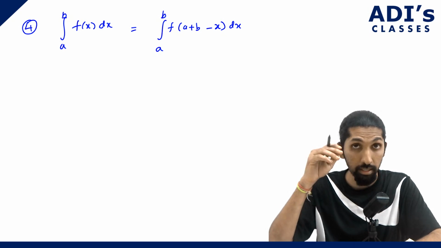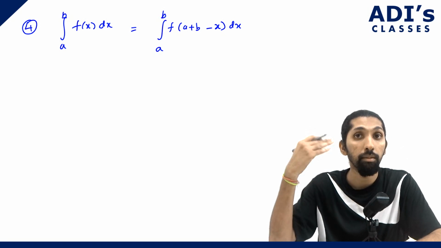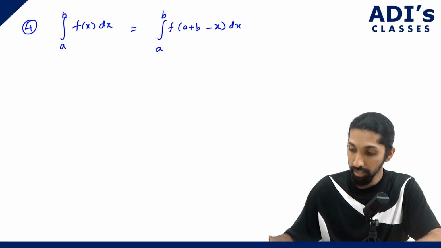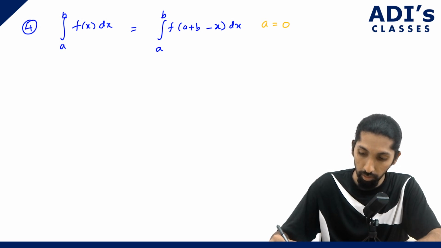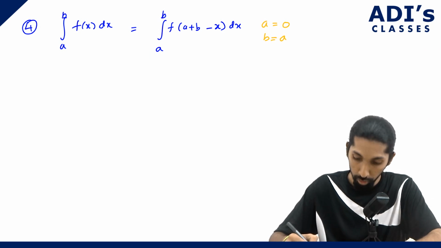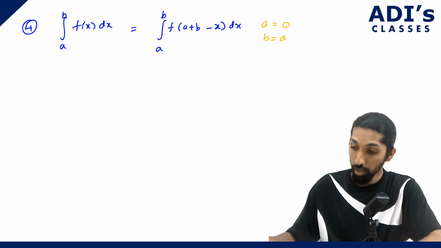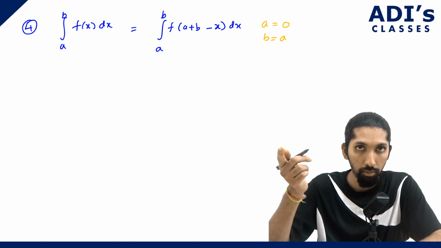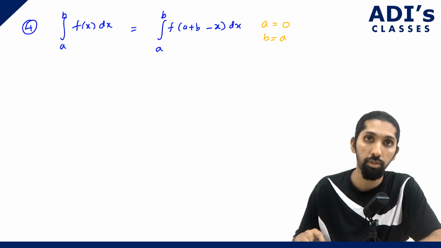Okay, and you can also see very easily that this is a general property and the previous one is a specific property. This is why I say this is a general one, because suppose a becomes 0 and the upper limit b becomes a, don't you think you're going to get the previous one, that is the third property? So if you know the proof of this one, the previous proof is also very similar, isn't it? So what we do is we do substitution here.